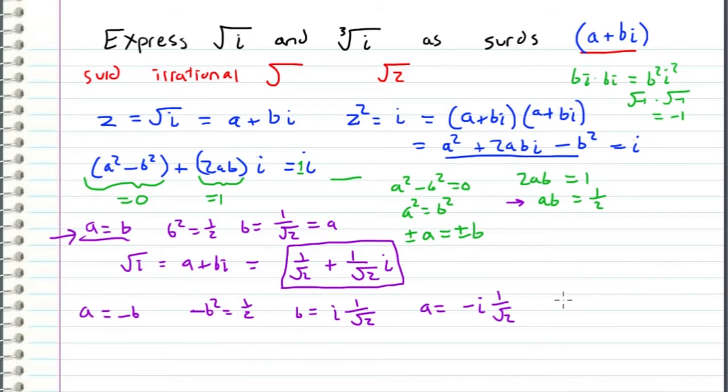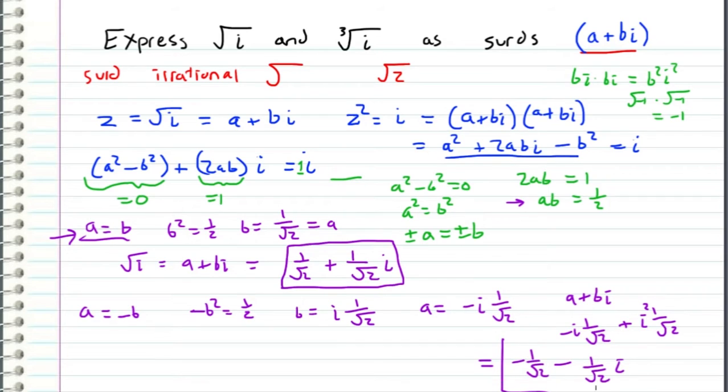So when we put this in the form of a plus bi, what we get is negative i times 1 over root 2 for a, plus b, which is i times 1 over root 2, and then times i, so that becomes an i squared, which makes this expression simplify to negative 1 over root 2 minus 1 over root 2 i. So here is the other form that we can express the square root of i in terms of.